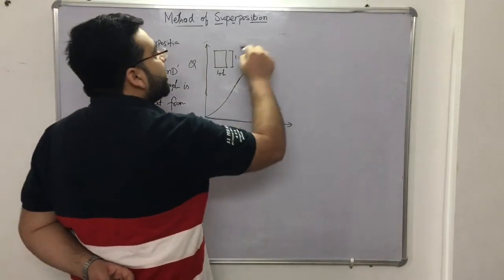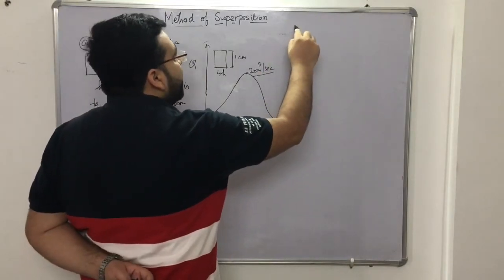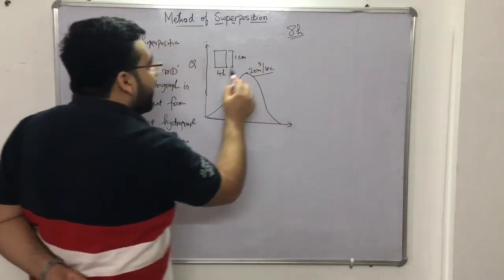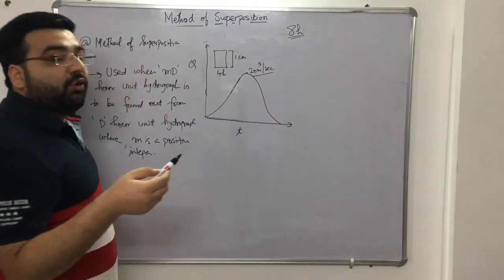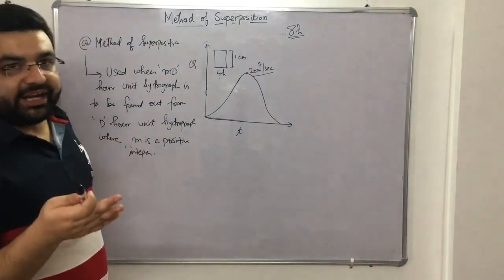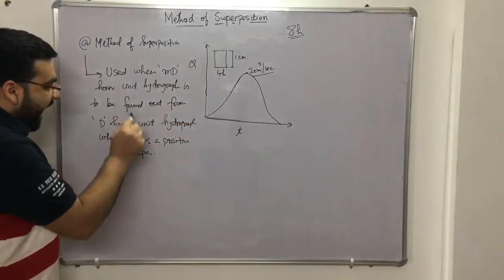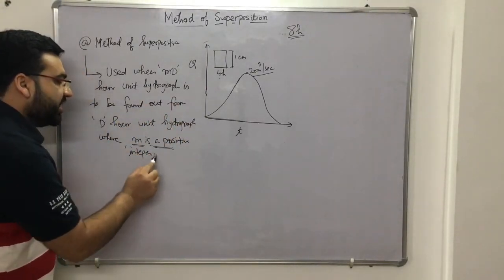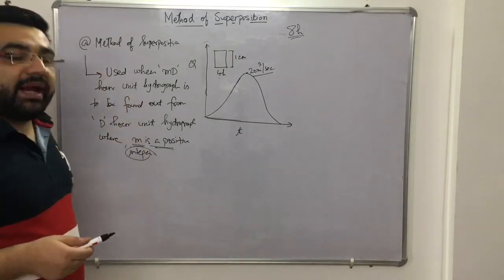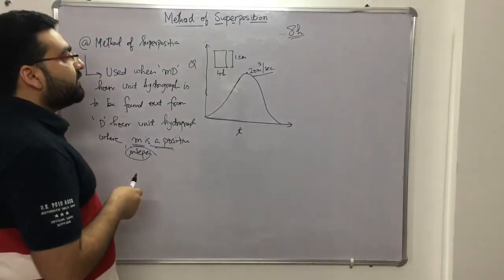For example, you need to determine, let us say, a unit hydrograph for 8 hours. So what is 8? 8 is a multiple of 4. 4 into 2, 8, right? 4 into 3, 12. 4 into 4 is 16. So if M is an integer, a positive integer, then the method of superposition can be applied. Now, how to apply the method of superposition?